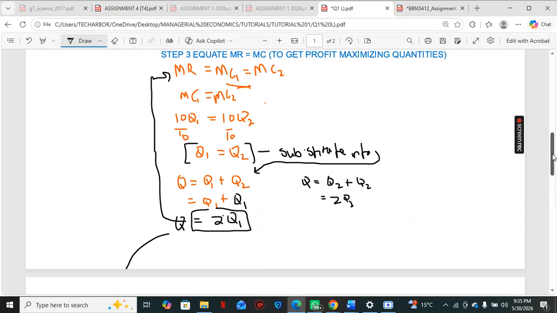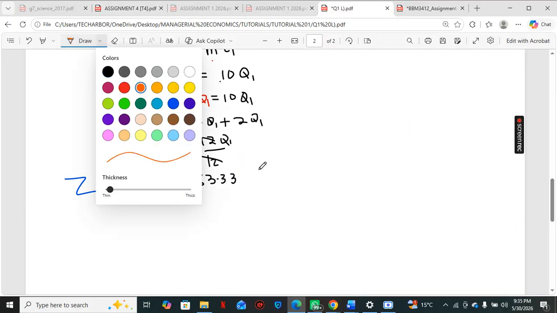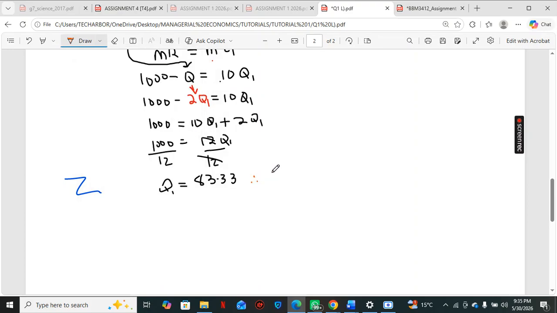Then Q2, remember colleagues, here Q1 equals Q2. Since the cost functions were identical, so Q2 equals, therefore, since Q1 equals Q2, Q2 equals 83.3 units. Okay, Q2 is also 83.3 units.